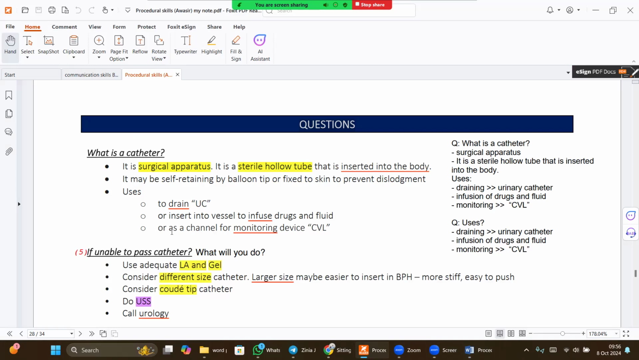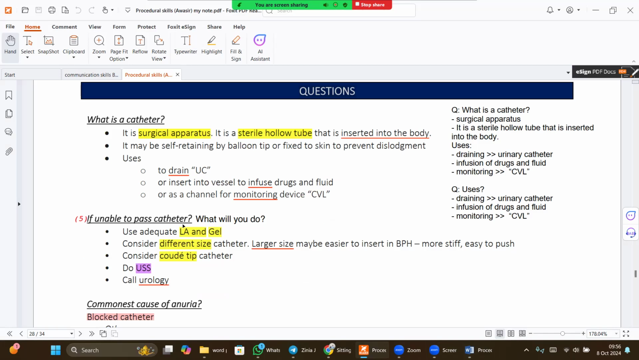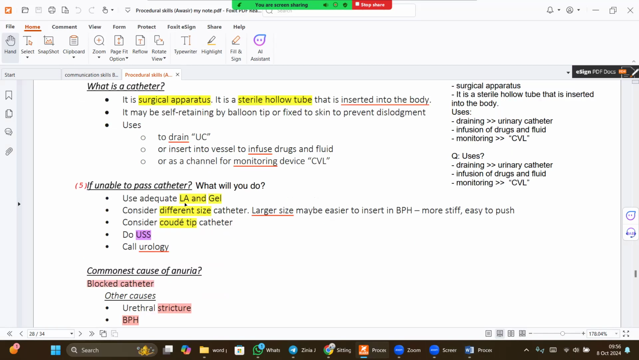If unable to pass catheter, what will you do? Consider adequate local anesthetic gel. Consider a different size catheter. A large size may be considered to insert in BPH, more stiff and easy to pass, and consider a coude tip catheter. Do an ultrasound scan and call urology.